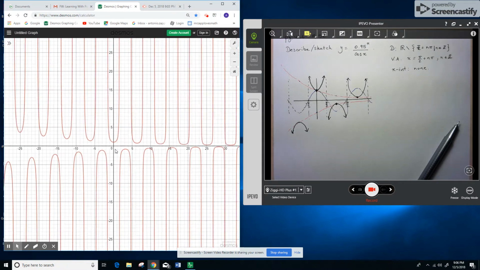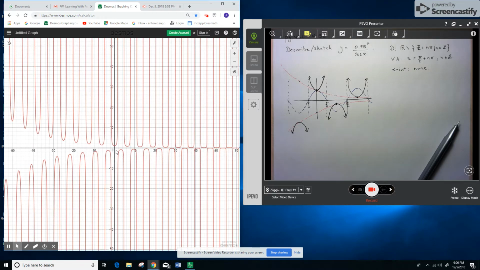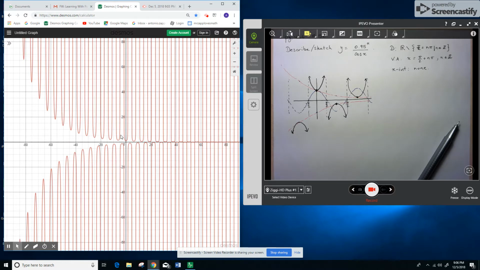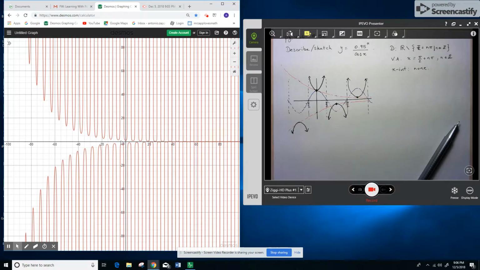So let's zoom out, and now I think you're going to start seeing a very interesting pattern. You see how they start going away from 0 much more quickly. That's not too surprising, because we know that in the numerator we have an exponential function, which changes very quickly.